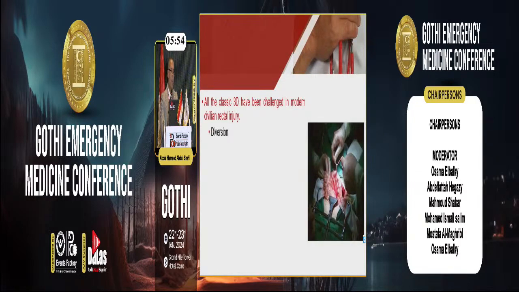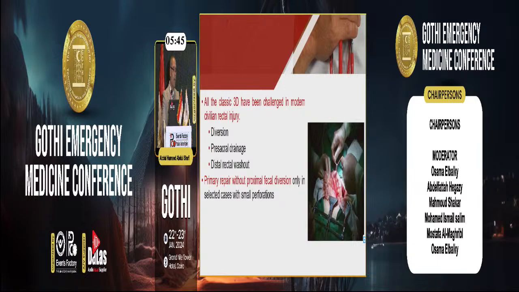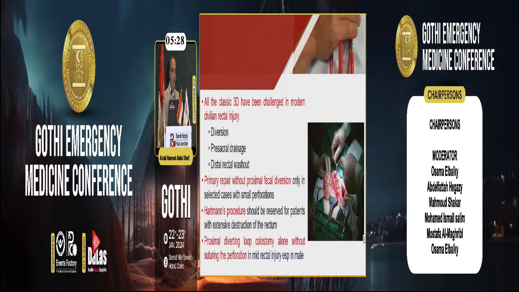All the classic 3 Ds have been challenged in modern management of rectal injuries: diversion, presacral drainage, and distal rectal washout. In selected cases of small perforation, as in intraperitoneal colonic injury, intraperitoneal rectal injury can have primary repair without proximal fecal diversion. Hartmann procedures should be reserved for patients with extensive destruction of the rectum, even abdominoperineal resection in case of destruction of the anorectum.